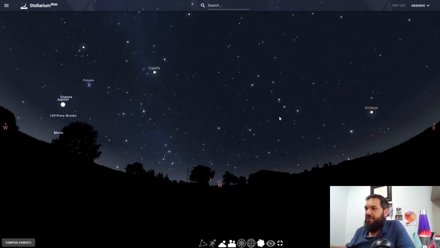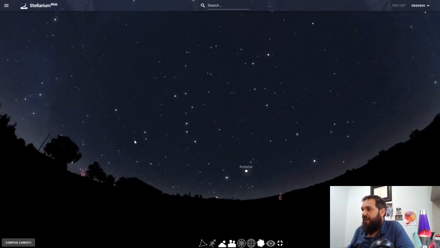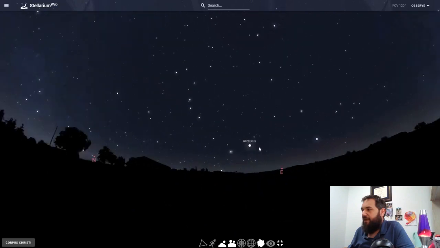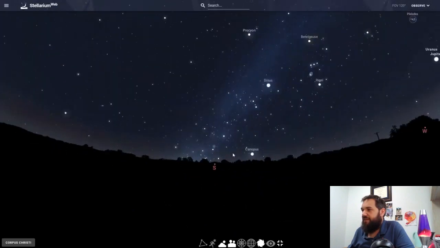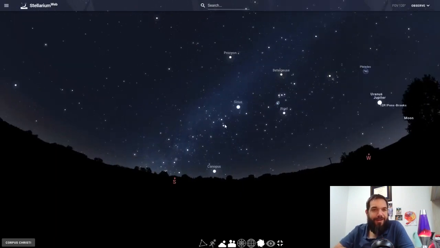So this would be Corpus Christi, tonight, which is in April. And if you look here, you can see this is to the north. You can see the N there at the bottom of the screen, and S there, that's to the south. A lot of times the action you see here in Corpus Christi, in the night sky, is going to be in the southern sky. And I'm going to explain that in just a minute.